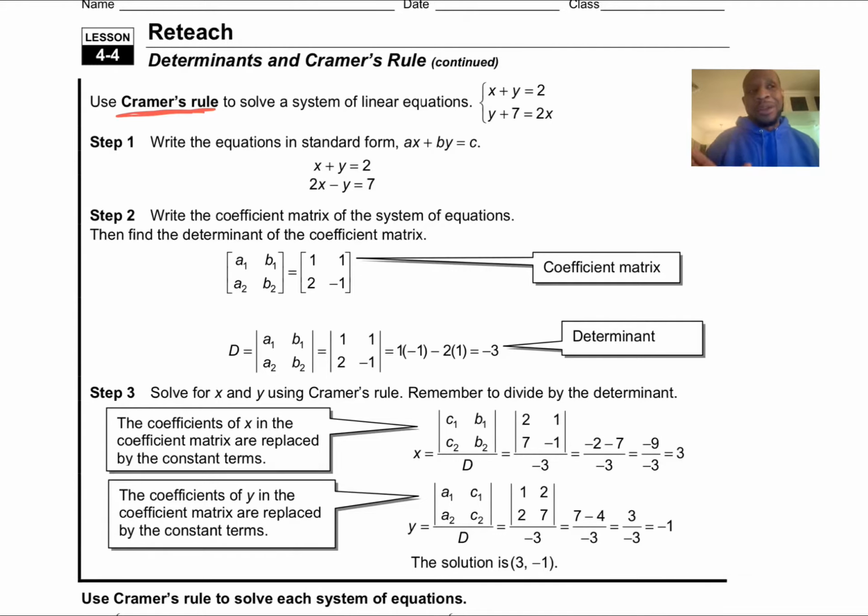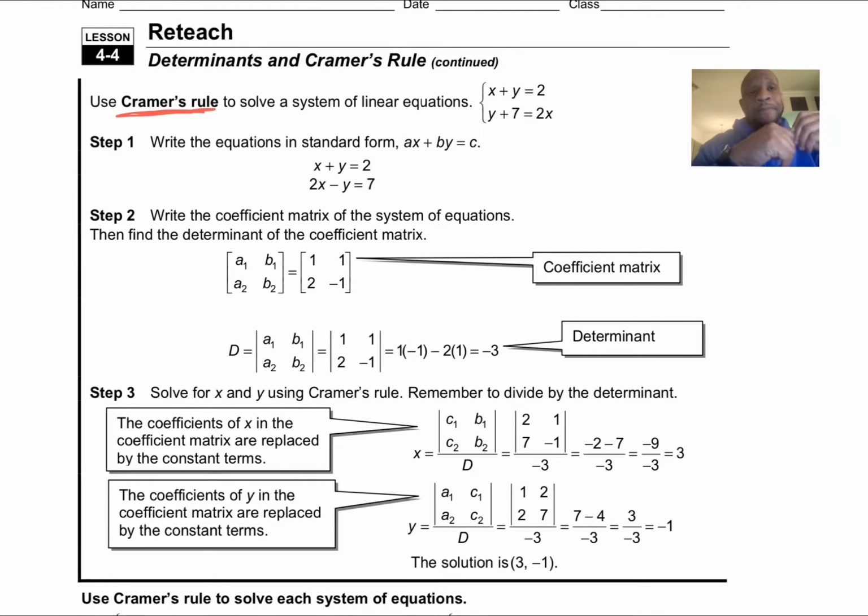This right here, I'm kind of taking you a step back in a sense. We're only doing a 2 by 2 system. Yay! 2 variables, 2 equations. And so we're gonna find the determinant. And we're gonna use Cramer's rule to actually solve and get the solution.